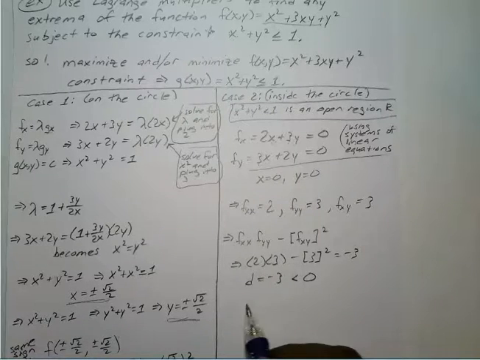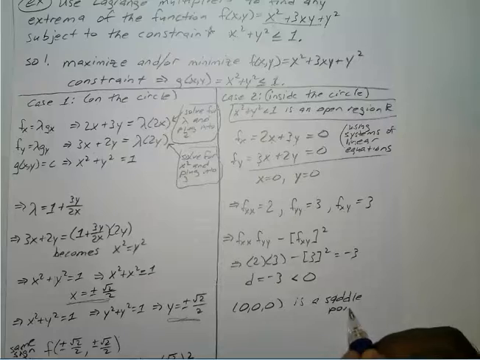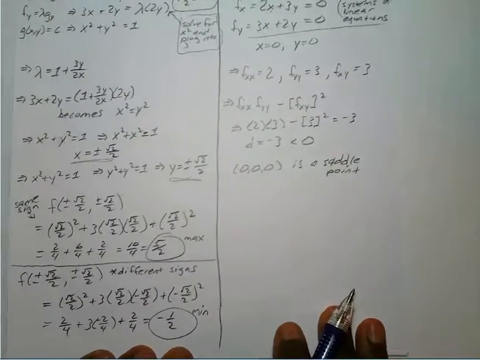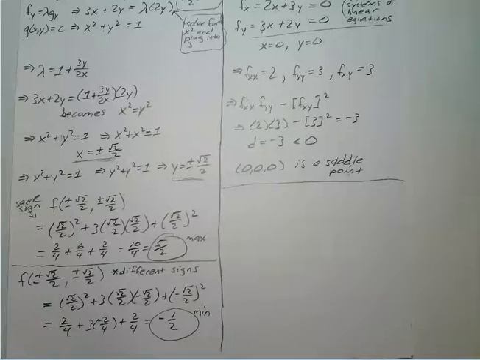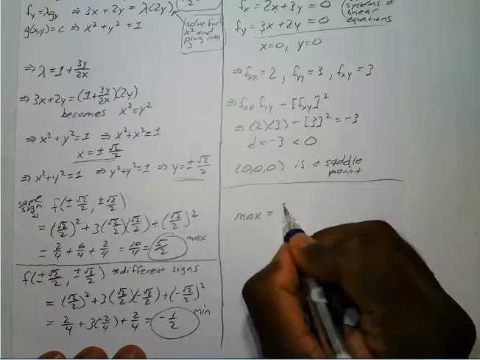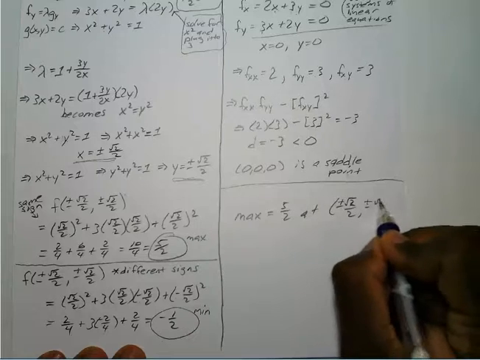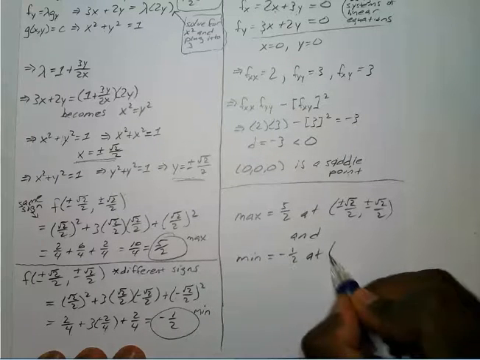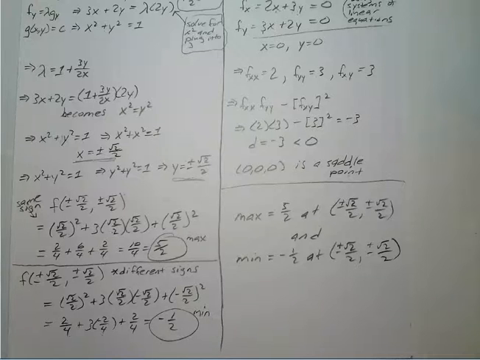Okay, so since D is less than 0, we know that 0, 0, 0 is a saddle point, which means no minimum and no maximum. So really combining these two sides, since there's no minimum or maximum here, you have a max here and your minimum there. So your maximum is equal to 5 over 2 at plus or minus square root of 2 over 2, plus or minus square root of 2 over 2. And your minimum is equal to negative 1/2 at plus or minus square root of 2 over 2, plus or minus square root of 2 over 2. Okay, so we have our minimum and our maximum.